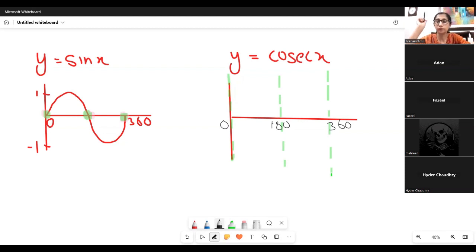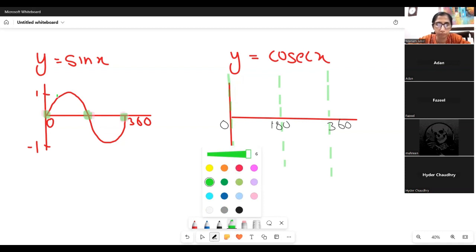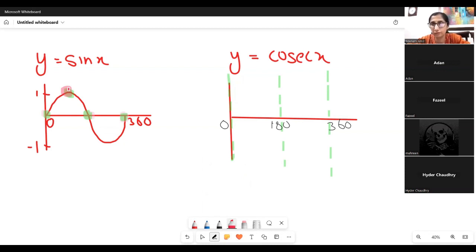Okay. What is the reciprocal of 1? What is the reciprocal of 1? Yes, the reciprocal of 1 is 1. The reciprocal of 1 stays 1. That means this point here is going to be still 1. And what is the reciprocal of minus 1? Minus 1, because 1 over minus 1 is still minus 1.